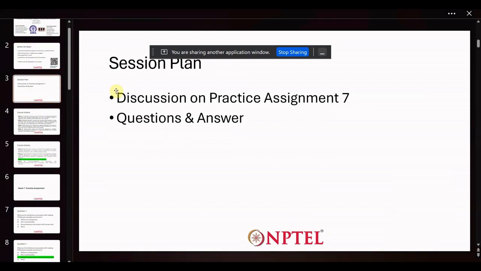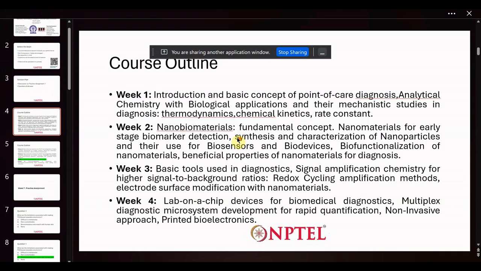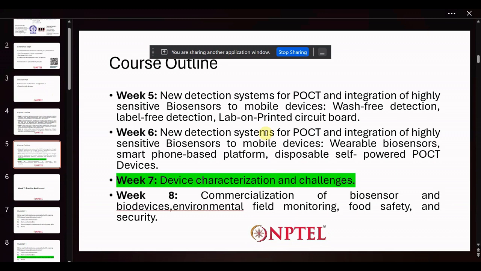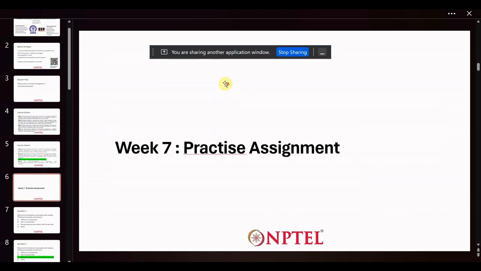So coming to the session plan, we'll discuss the practice assignment and then we'll move to your questions and answers. Coming to the course outline, this is an 8-week course and we are in the second last week. This is mainly an informative week. The concepts were covered earlier, and this week it is more about application and the challenges: how it is done and how you make a sensor ready for the market. So that is the main aim of this week. The session topic is device characterization and challenges.